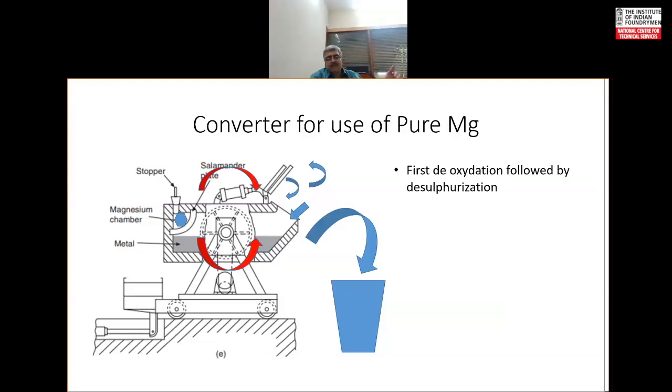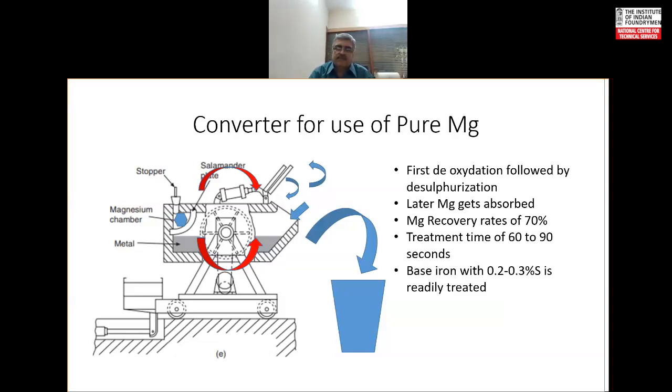Generally, during the first part, initially deoxidation and desulfurization happens. Later, magnesium gets dissolved. Magnesium recovery rates of up to 70% are seen regularly in this.